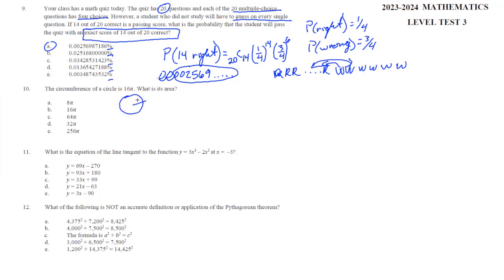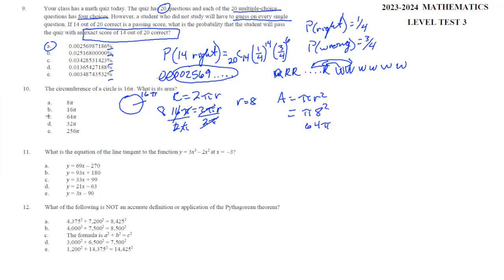Number 10, the circumference of a circle is 16 pi. Oh, this is nice. Circumference is 2 times pi times the radius. So that means 16 pi equals 2 pi r. If we divide by 2 pi on both sides, the radius is 8. If the radius is 8, we now put it into the area formula of pi r squared. So we get pi times 8 squared, that's 64 times pi, which they left in pi.